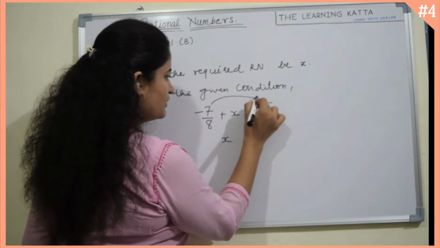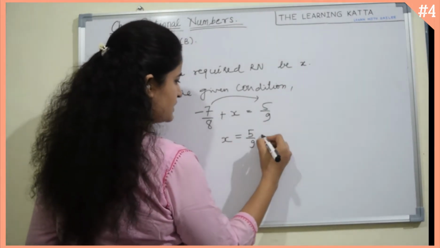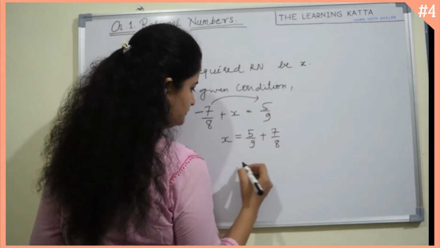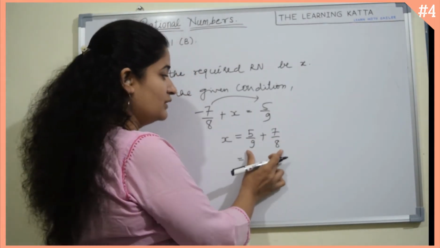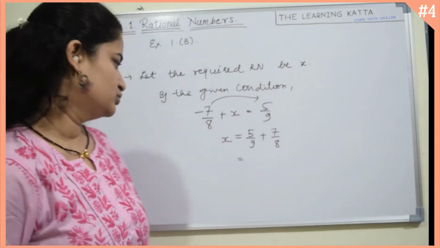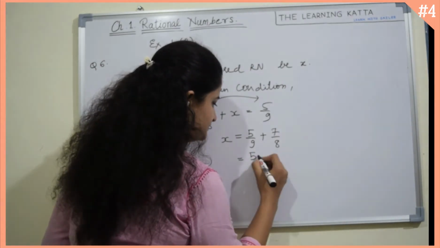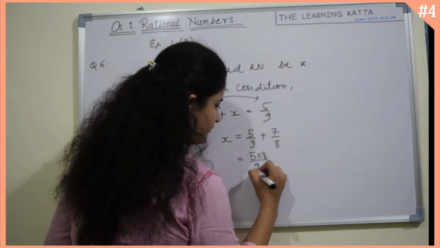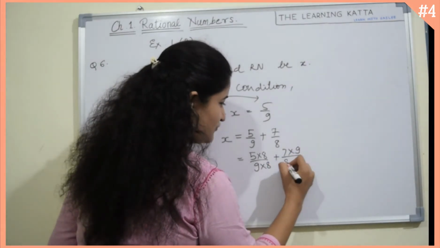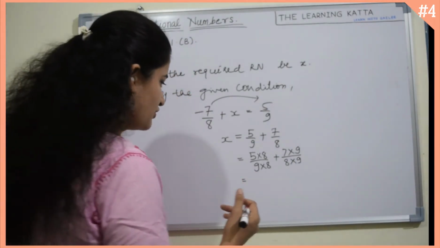So when we move 7 by 8 to the other side, we change the sign. 5 by 9 remains as it is. Minus 7 by 8 becomes plus 7 by 8. Now we add them. Now 9 and 8. What is the LCM of 9 and 8? It is 72. If you don't know, you can find it by the method of LCM which I have discussed in the previous video. But still, if you are confused and you want me to make a separate video for that, please mention it in the comment box.